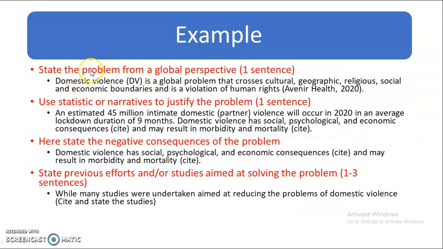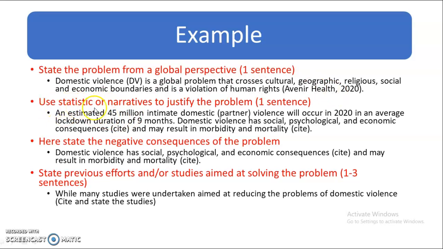So I said state the problem from a global perspective. You see here we have: domestic violence is a global problem that crosses cultural, geographical, religious, and social and economic boundaries, and it's a violation of human rights. Then you cite here, Avenue Health 2020. So you see that you have stated clearly that there is a problem, that is domestic violence, and you are showing how it is an issue cutting across all the dimensions.